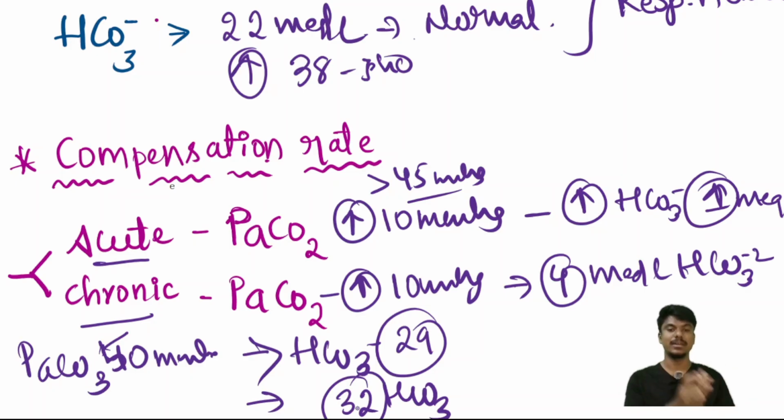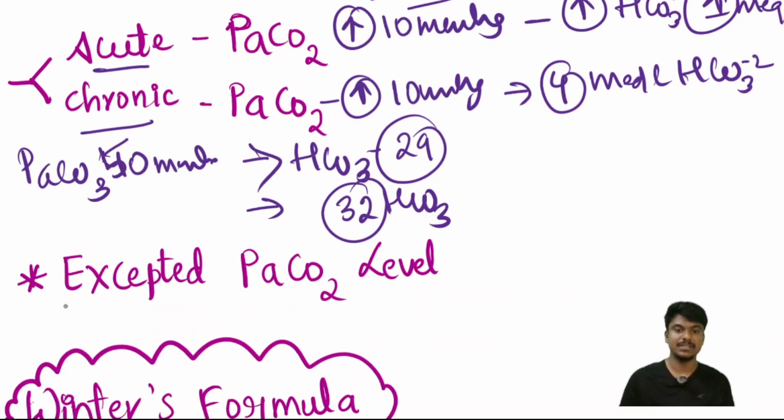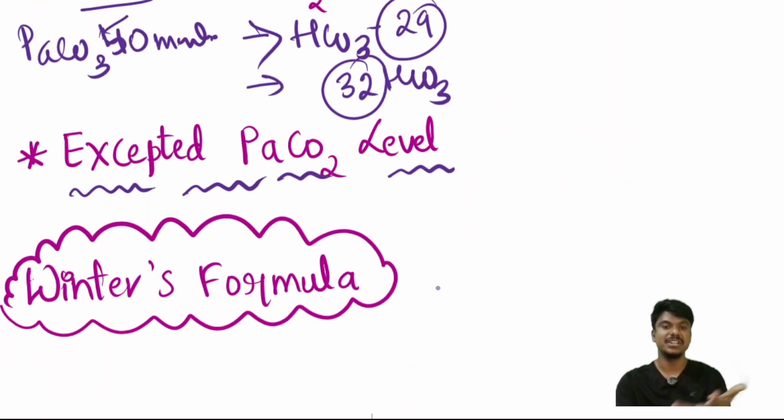It's the normal compensated, expected bicarbonate level in a compensated mechanism. Now we'll see the expected PaCO2 level. There is a formula, Winter's formula, a compensation formula. If there is any injury to the kidney, how will the lungs respond? If there is damage to the kidney, how will your lungs take action?